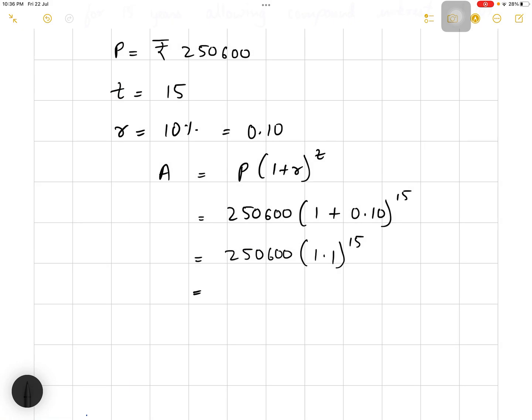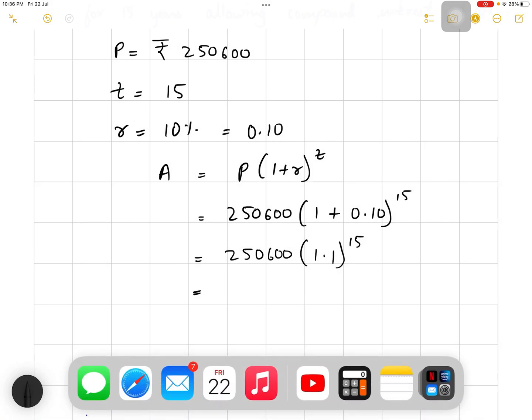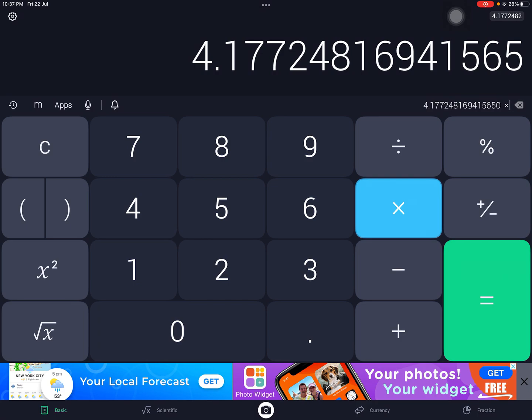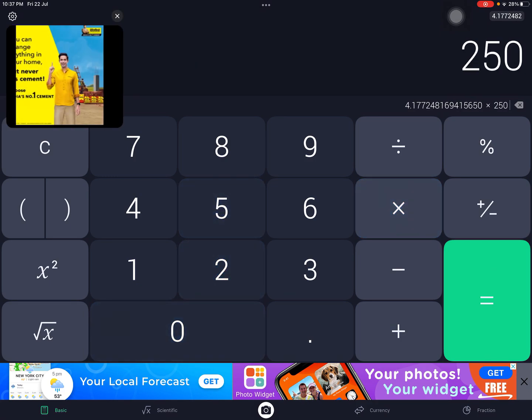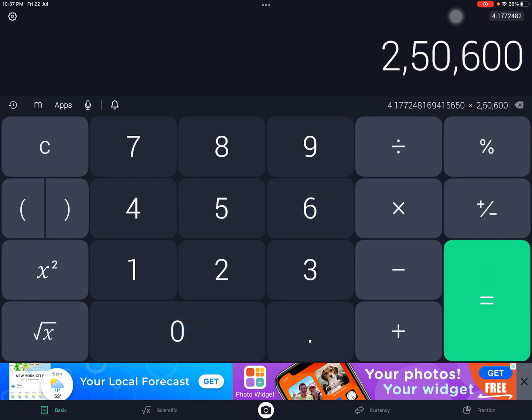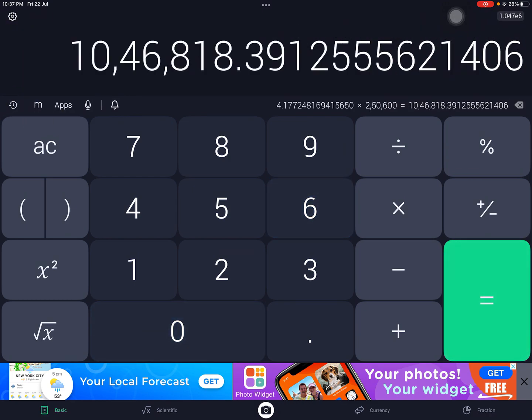How much was the principal? 2,50,600 multiplied by 2,50,600. So this is 10,46,818.39. Okay. If you keep only 4 decimals, the answer will change. We have kept all the decimals from while we multiplied, right? So the answer can differ.